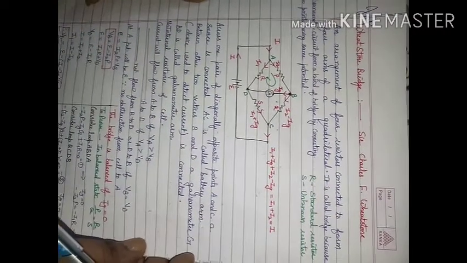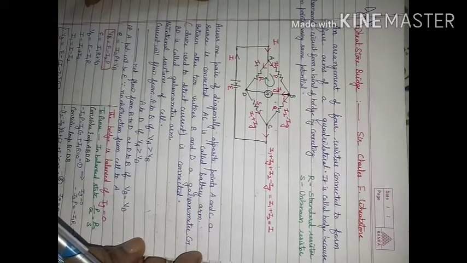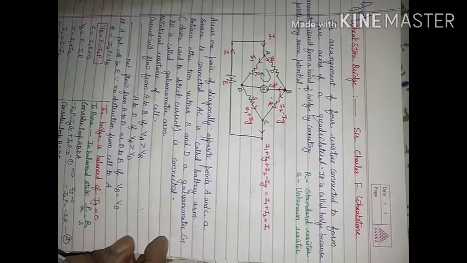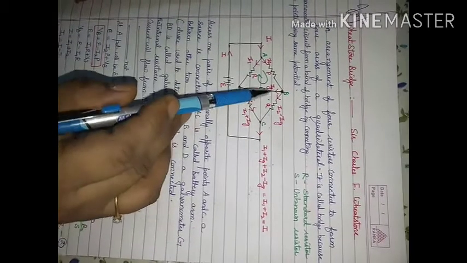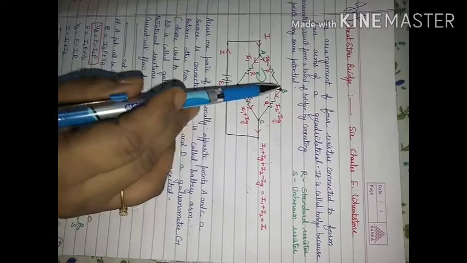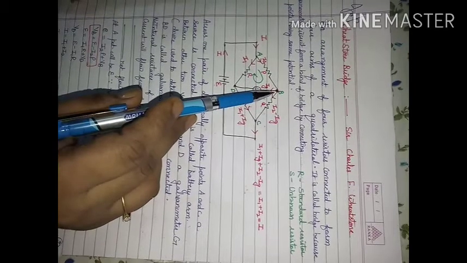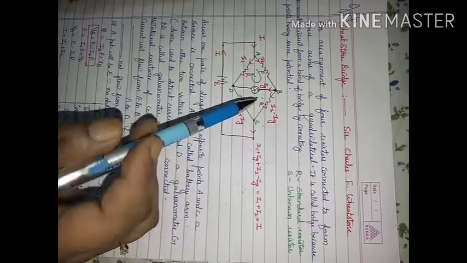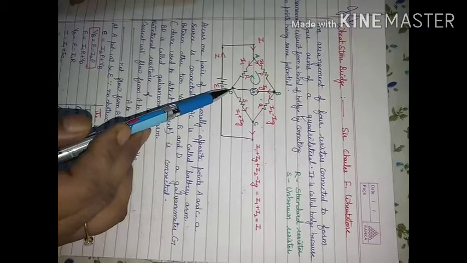Today we will consider Wheatstone Bridge, a bridge that was given by Sir Charles F. Wheatstone, in which we are going to consider arrangement of four resistors in the form of a quadrilateral. And it is known as a bridge because it is going to join two points B and D.